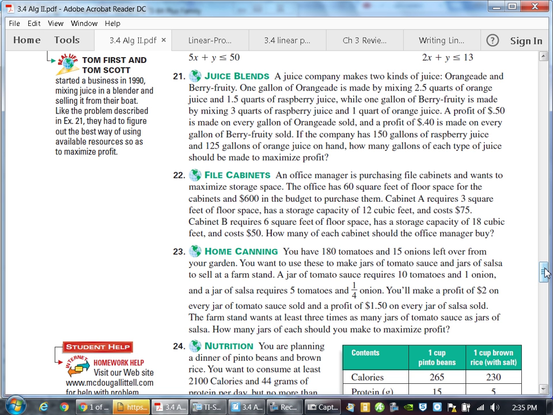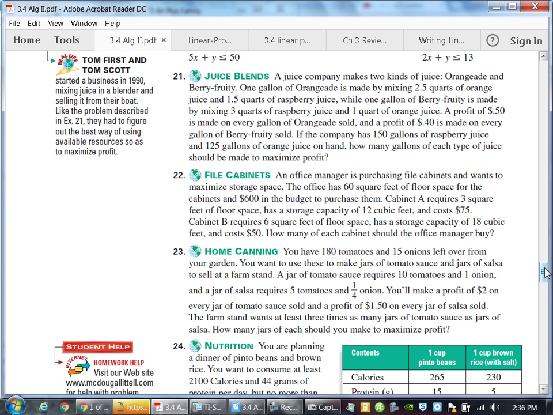21 is not more difficult, but in number 21 you do need to make one conversion. How many quarts are in a gallon? 4. There's a big hint. Also, I hate the letters they chose here. They have orangeade and berry fruity. Orangeade is mixed with orange juice, berry fruit and raspberry. Berry fruity is made of mixing raspberry and orange. So they have O's, which looks like a 0 if you're using that.